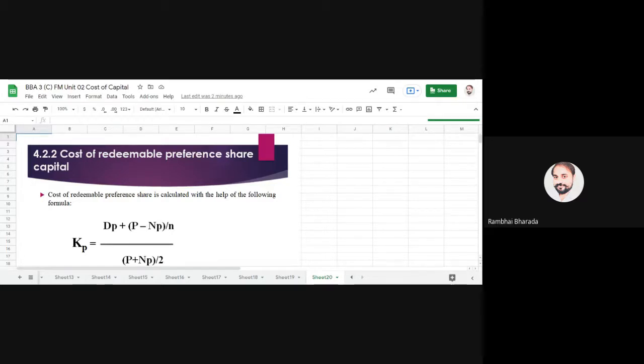So are you getting my point? So now please remember. To understand redeemable preferences, it's the same as this example. Whenever a company needs money for a particular period, suppose 2 years, 5 years, 10 years, 20 years, at that time the company issues shares. Which shares? Redeemable preferences.